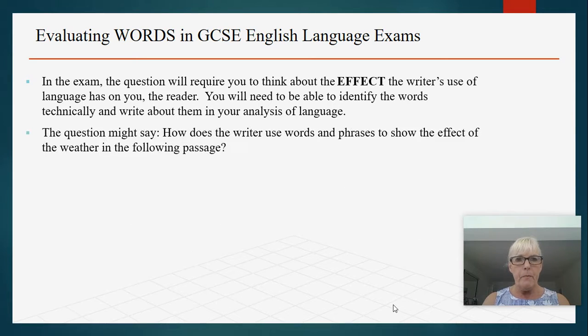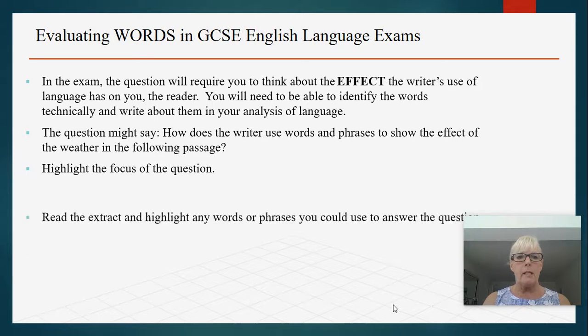So the question might say, how does the writer use words and phrases to show the effect of the weather in the following passage? So what you need to do there is you need to highlight the focus of the question, and you should have highlighted the effect of the weather. So that will be the thing that you're concentrating on when you read the extract.